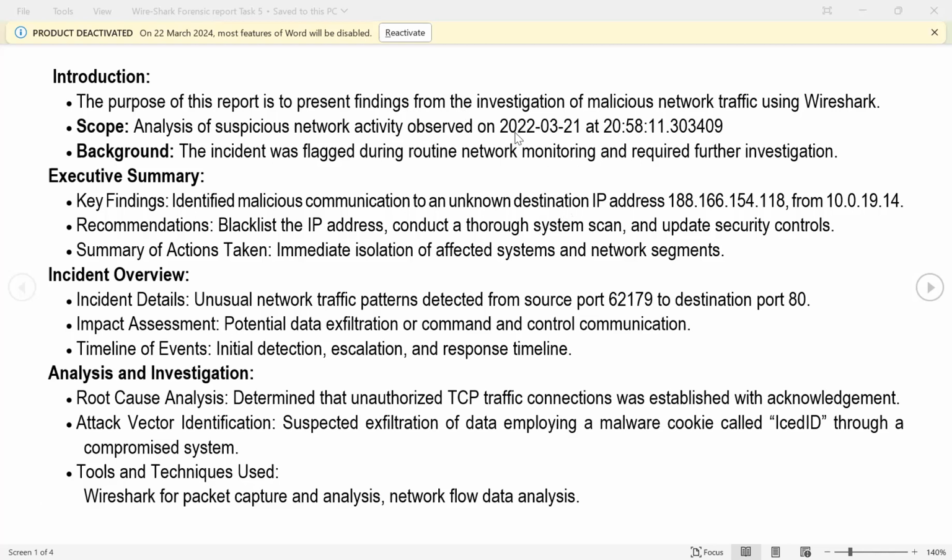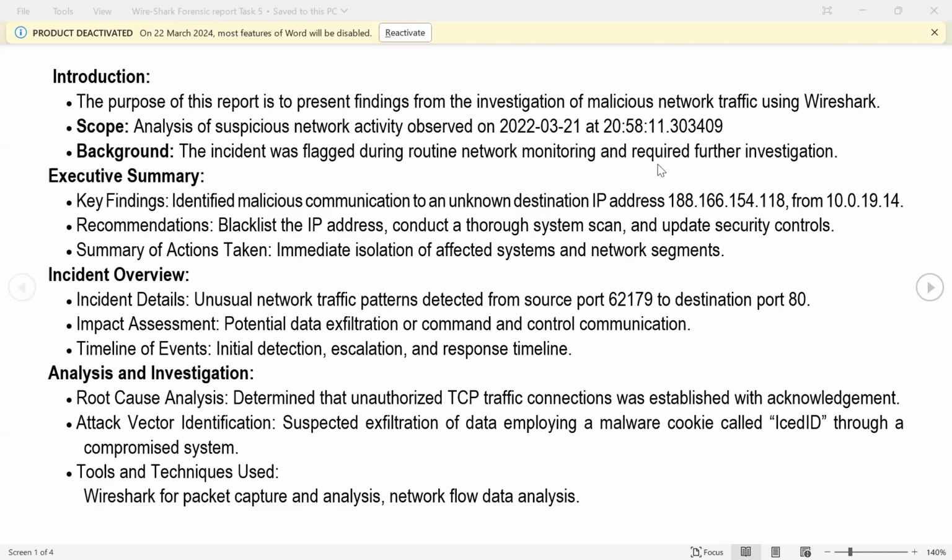All right. Because we have two files, I think this is really good. He's being specific, saying I'm analyzing this file. So that's the Pcap file, and he highlighted the timestamp that was on it. As soon as you import, you're going to see the details there, and that's the file name. Then he gave a background. Briefly, the incident was flagged during routine network monitoring and required further investigation, which was really obvious.